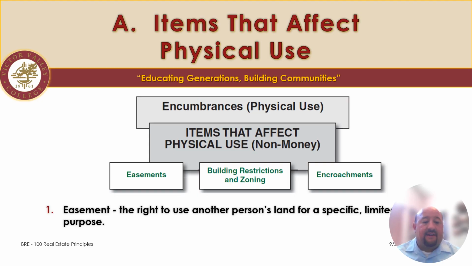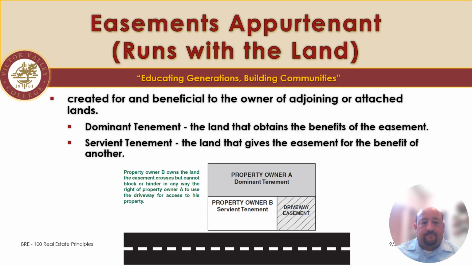Okay, an easement is the right to use another person's land for a limited purpose. There are some easements that are pertinent, which means they run with the land. You can look at the example in the book so you can understand. If property owner A can't get to their property without using property owner B's property, then you have a driveway easement. The dominant is the owner that benefits, and the servient is the one that has to give up the right to their property.